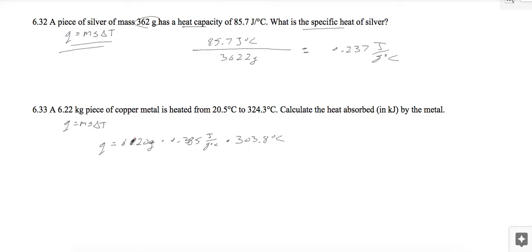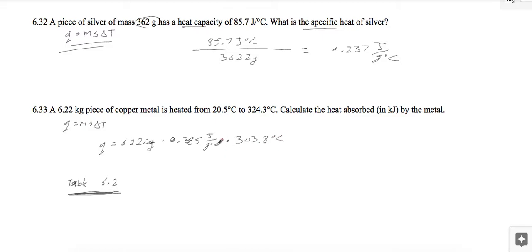I want to talk about a couple of things about this problem right now. The first one is the change in units here. We have 6,220 grams. Notice I changed it from kilograms to grams. That's because our specific heat is going to be in joules per gram. Those units have to match. The second part here is this 0.385. That came from table 6.2 in the textbook. I do not know the page number of that off the top of my head, but table 6.2 has specific heats of several metals.